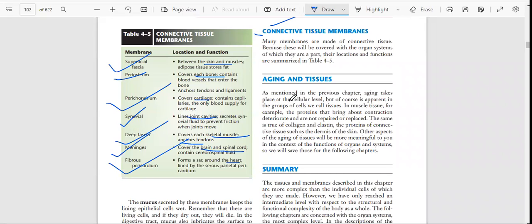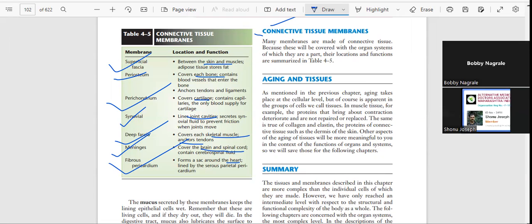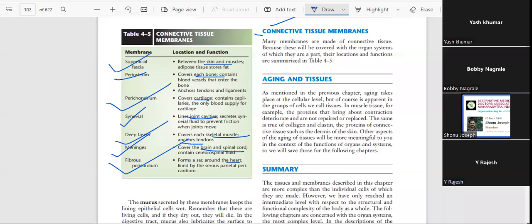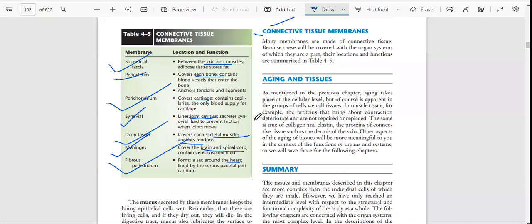Basically, aging takes place at the cellular level, but of course it is apparent in the group of cells we call tissue. In muscle tissue, for example, the proteins that bring about contraction deteriorate and are not repaired or replaced. The same is true of collagen and elastin, the proteins of connective tissue, such as the dermis of the skin. Other aspects of the aging of tissues will be more meaningful to you in the context of the functions of organ systems, so we will save those for the following chapters.